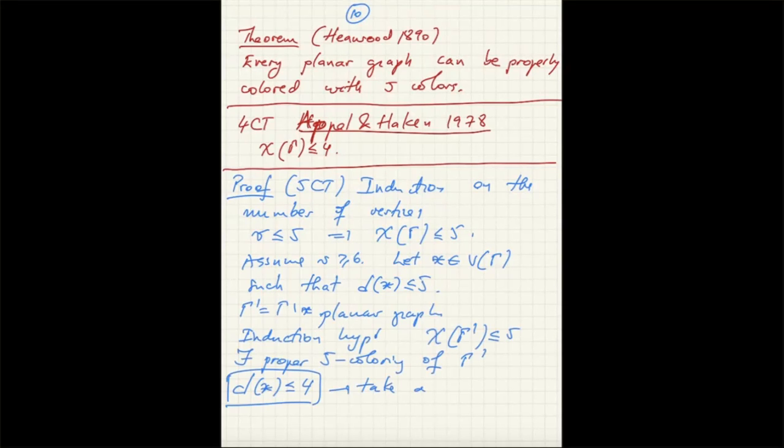of gamma prime. Now what happens is the vertex X can see at most 4 colors on its neighbors. So that means that there is a color available for X that does not equal a color on its neighbors. And so therefore we can extend the coloring of gamma prime to gamma, and we get a proper 5 coloring for gamma.